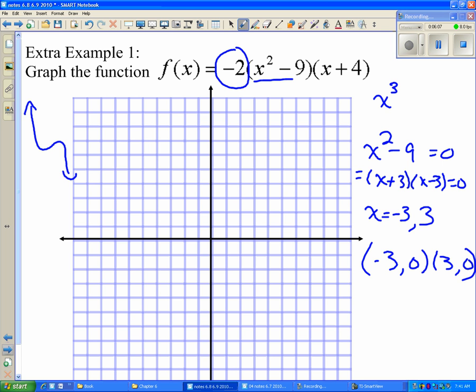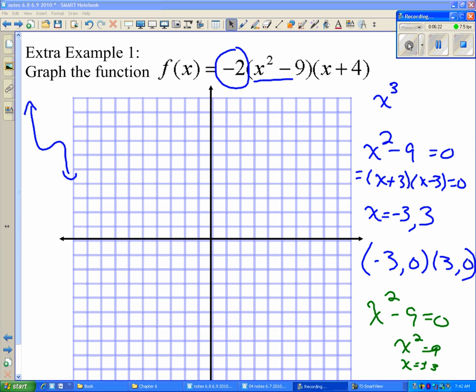The other way that I could do that real quick is I could have said that x squared minus 9 is equal to 0. Add 9 to both sides. X squared is equal to 9. Square root both sides. X is equal to plus or minus 3. Get the same answer. Regardless of how I got it, I have my two zeros, -3, 0, and 3, 0. So I'm going to put that on my graph, -3, 0, and 3, 0.